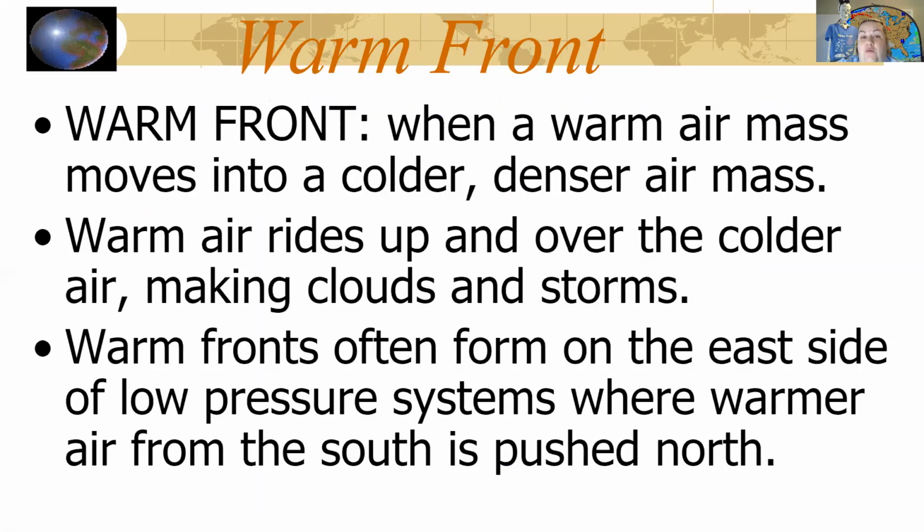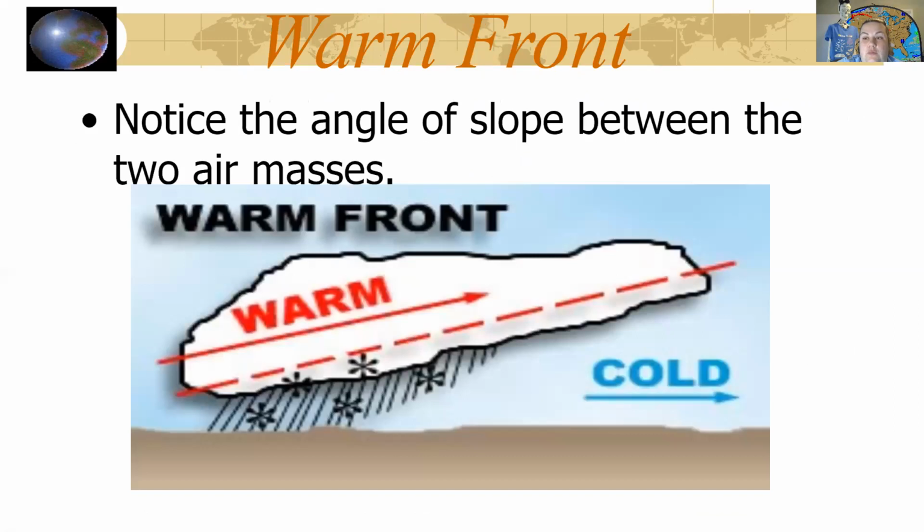So now moving into a warm front. A warm front is when a warm air mass moves into a colder air mass. That warm air mass is moving and it rides up and over the cold air mass, and that's what forms your clouds and your storms. So you can see in this picture that warm air mass is going up and over that cold air mass.